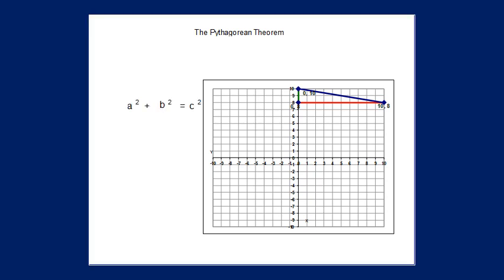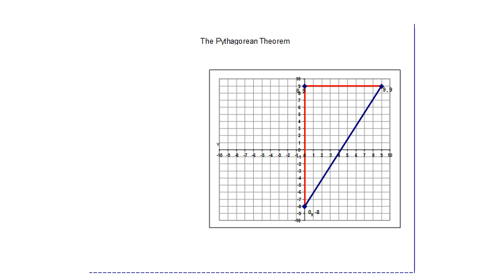A squared plus B squared equals C squared. In this case, 10 squared plus 2 squared equals C squared. 100 plus 4 equals C squared. 104 equals C squared. We take the square root of both sides, and C equals 10.20. Try this next one on your own.